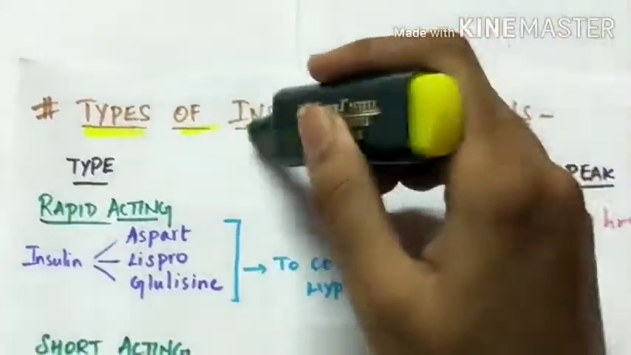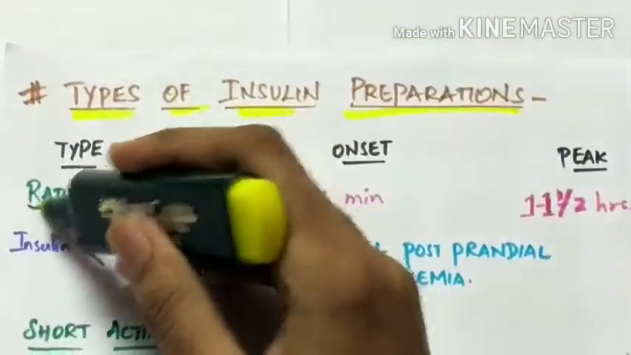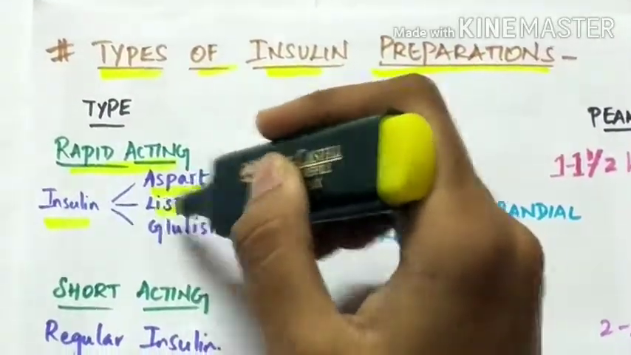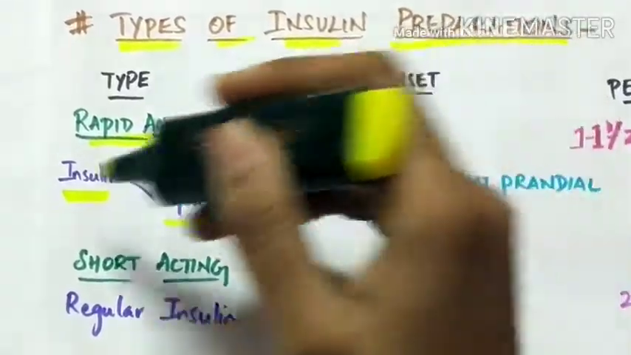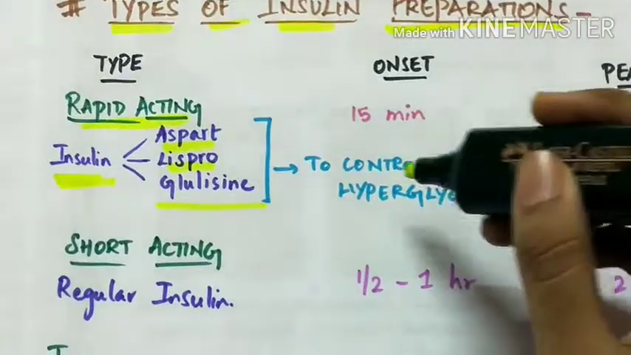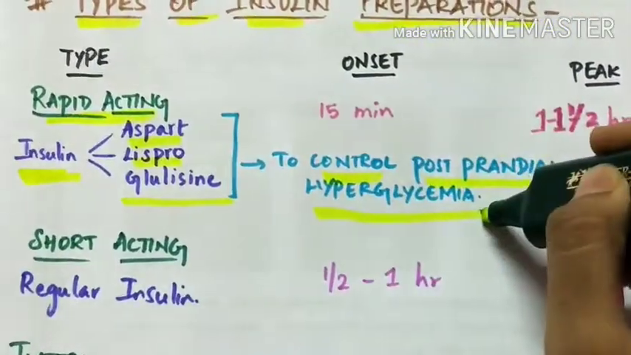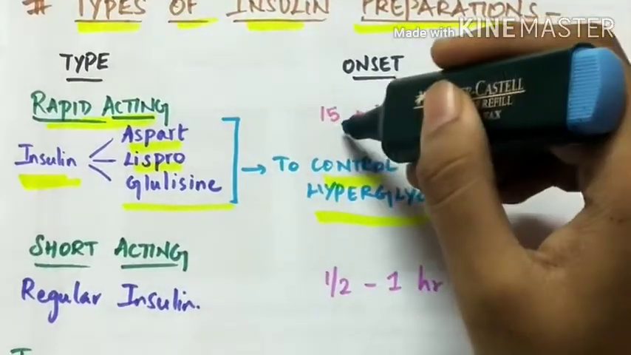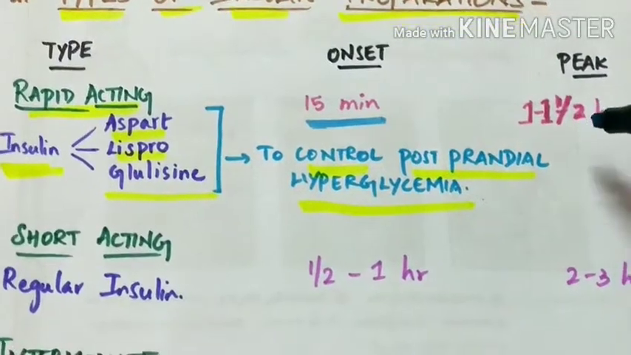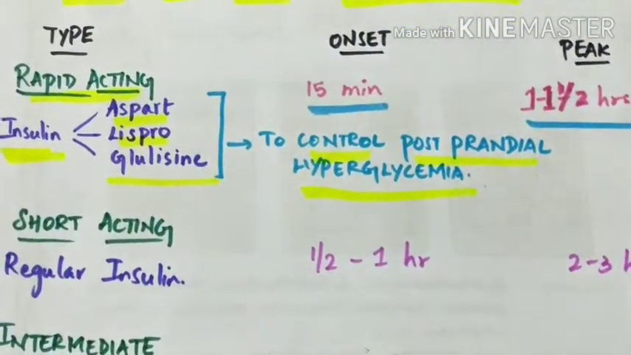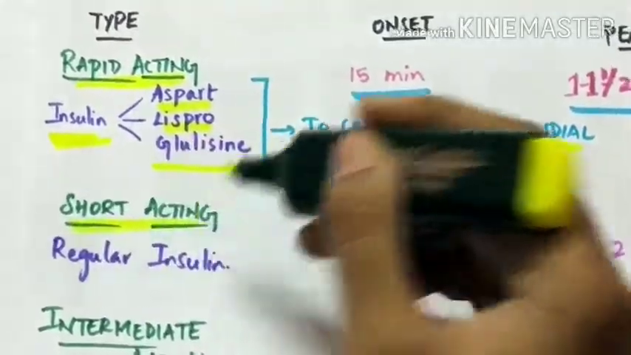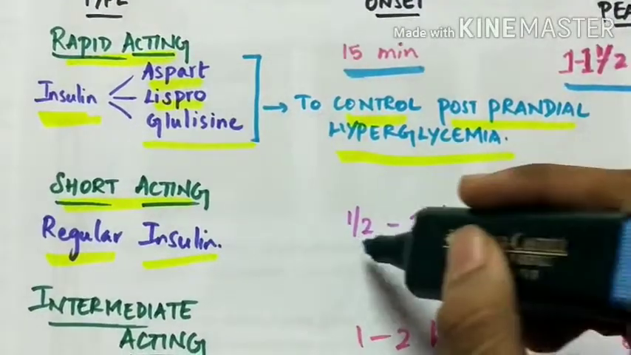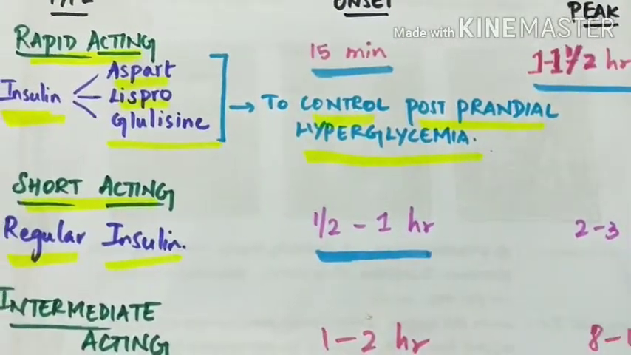The types of insulin preparations. Rapidly acting insulin. Examples are aspart insulin, lispro insulin and glulisine insulin. They are used to control postprandial hyperglycemia as they are rapidly acting. So the onset of action starts in 15 minutes and the action peaks at 1 to 1.5 hours. Next is short acting insulin. For this, regular insulin is used. The onset is half an hour to 1 hour and it peaks at 2 to 3 hours.